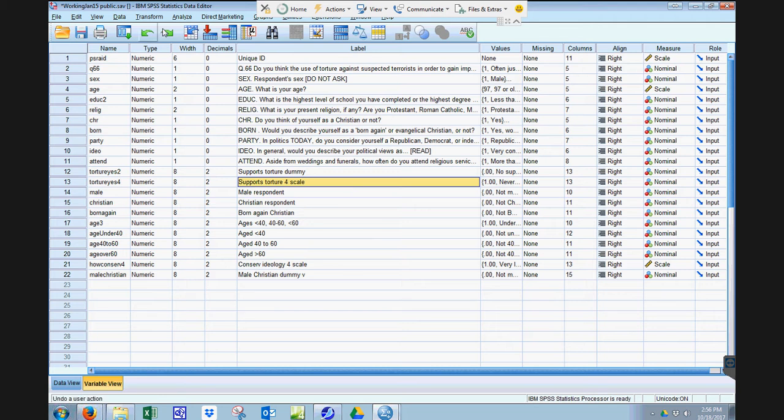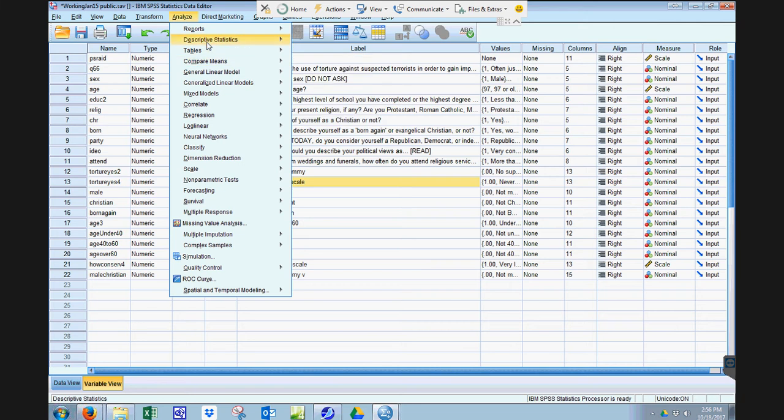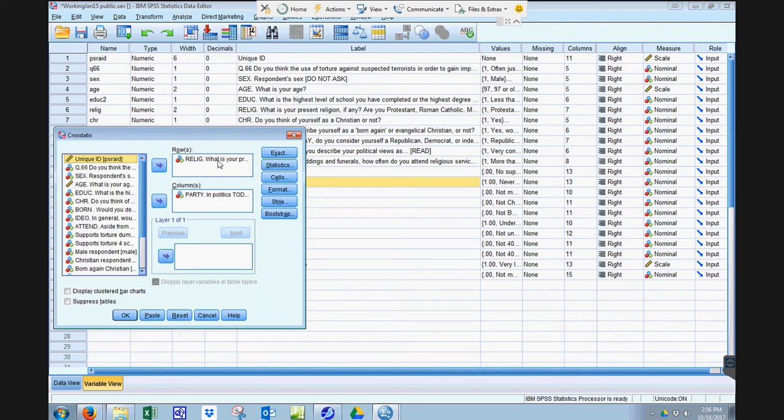All right, so let's get down to work. We're going to go to Analyze, Descriptive Statistics, and Crosstabs. You can tell that I played with that before, so we'll put that back. The standard protocol in SPSS is to put the dependent variable, that is the thing that you want to explain, in the rows column, and to put the independent variable, that is the thing that you think causes the outcome, into the columns.